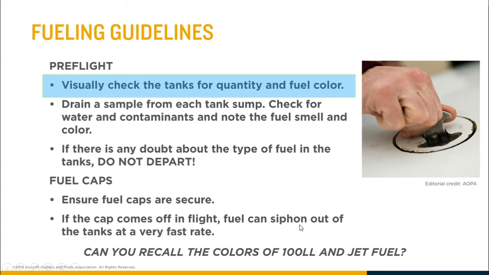So if you are checking the quantity on the wing, you want to visually check that there's fuel in the tank, and you want to check the color of the fuel, which we will get into. Different fuels have different colors. They're dyed different colors to make sure you are using the right fuel for your airplane.